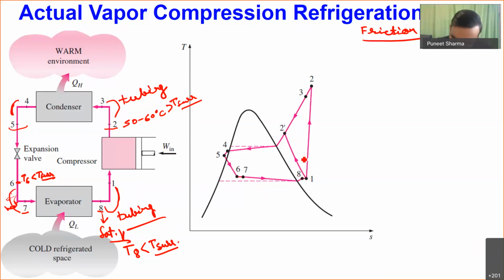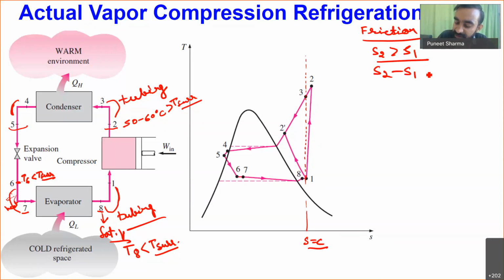Okay, so if you see point number 1 to 2 dash, you will find that this is my isentropic line over here, for which entropy is constant. While I am showing this line number 1 to 2, I am showing a certain amount of entropy generation. You can see the entropy of point 2 is more in comparison to the entropy of point 1. So that's why this S2 minus S1 represents the entropy generation over here.